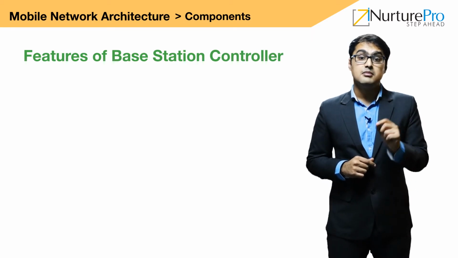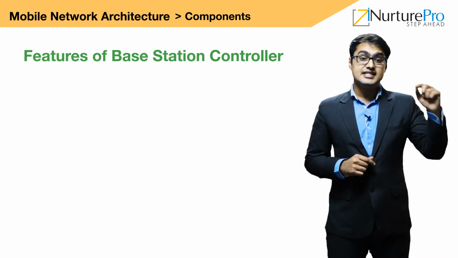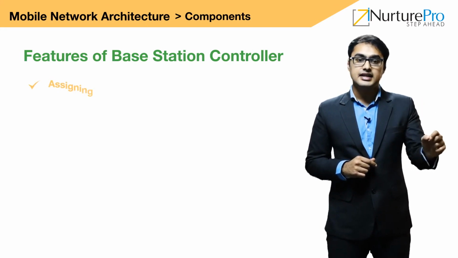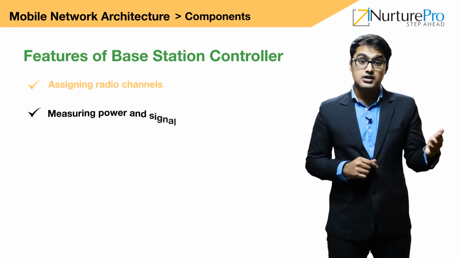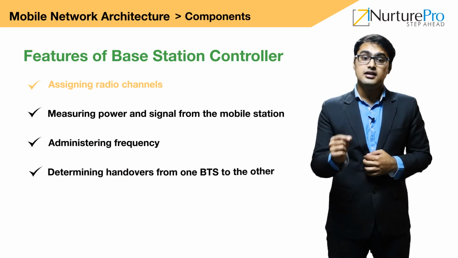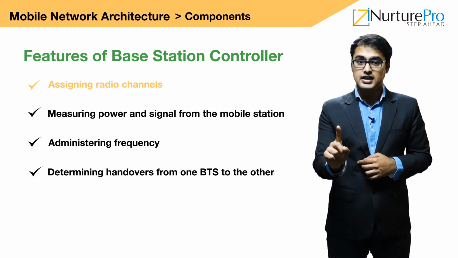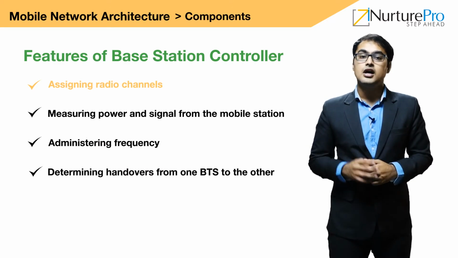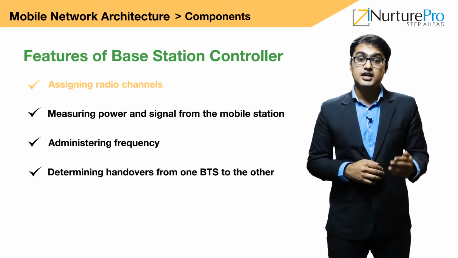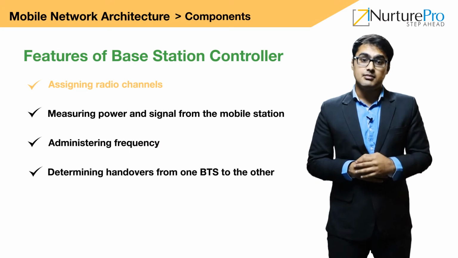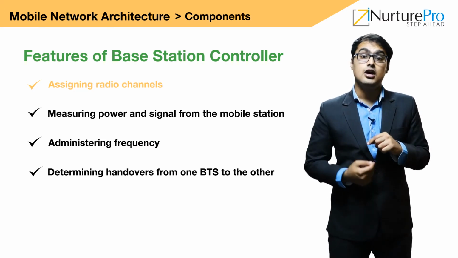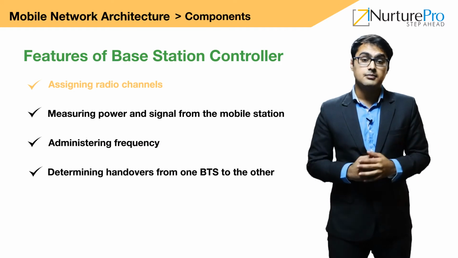The next component that we will learn about is the base station controller. As the name suggests, BSC controls several BTSs. It performs many other functions such as assigning radio channels, measuring power, signaling from mobile station, administrating frequency, and determining handovers from one BTS to the other. A BSC minimizes the number of connections to MSC and enables connection with high capacity to the MSC. A BSC can be placed together with a BTS or an MSC, or can be separated geographically.